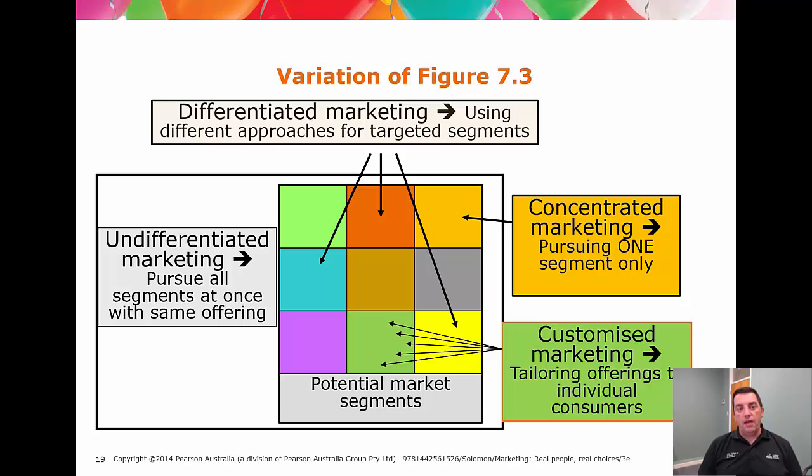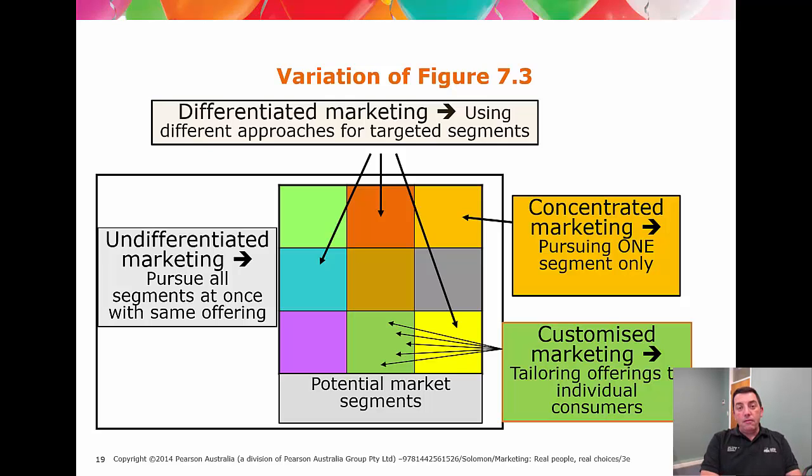The approach and how they differ from each one. Differentiated marketing is we use different approaches for targeted segments. In other words, we can alter the marketing mix for each segment we are going after. So basically they get a different marketing mix applied for each segment, and that way we can create a unique value proposition with them specifically.